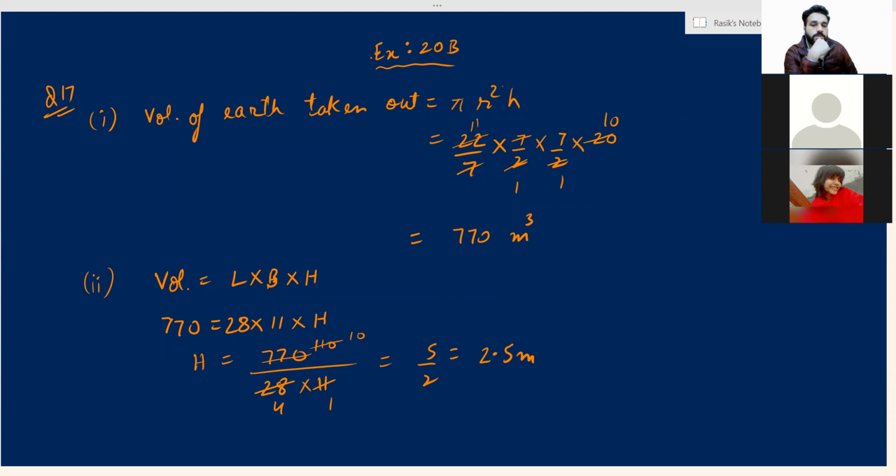Any doubt in the question now? So this will be the rise in the platform, the height of the platform. Clear?